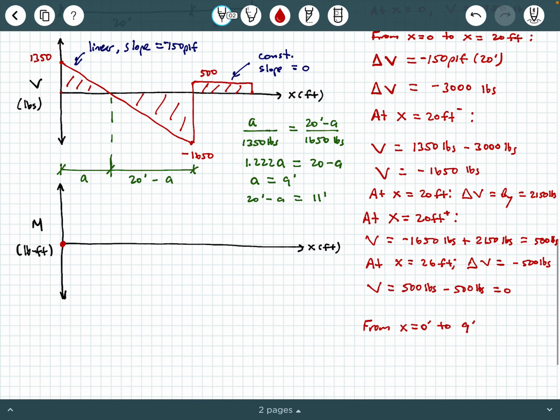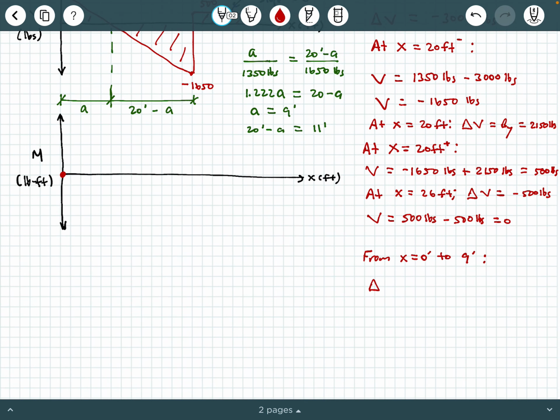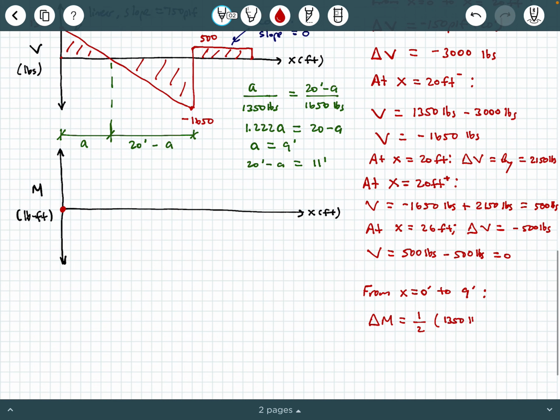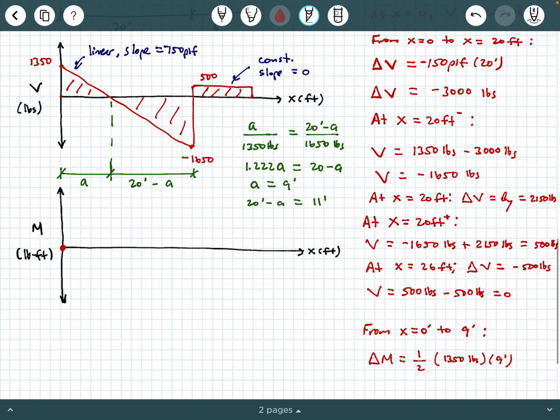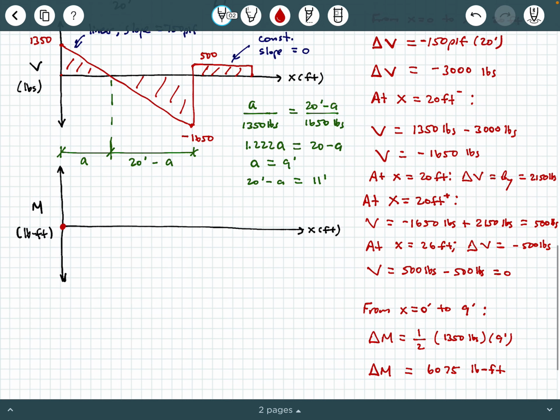All right, that's where we have a 0 shear. I'm going to say the change in moment is going to be the area of the shear diagram, 1/2 times 1,350 pounds times 9 feet. Okay, that's literally this area. 1/2 base times height is the area of a triangle. And so that change in moment is going to be equal to 6,075 pound-feet, okay? And so that's going to put me, let's say, about right here, 6,075 pound-feet, all right?